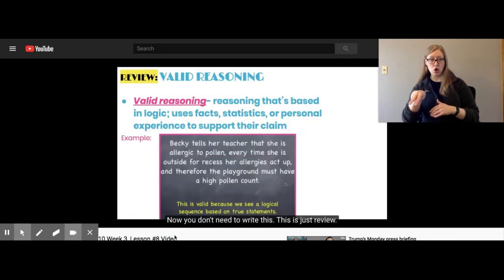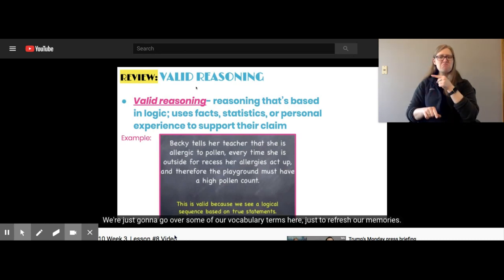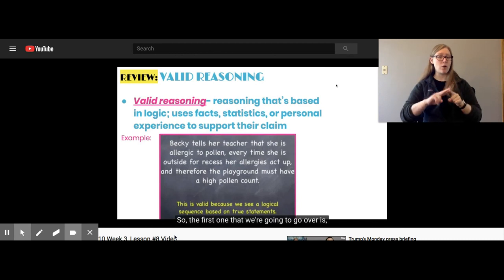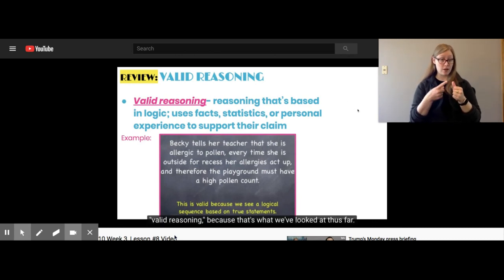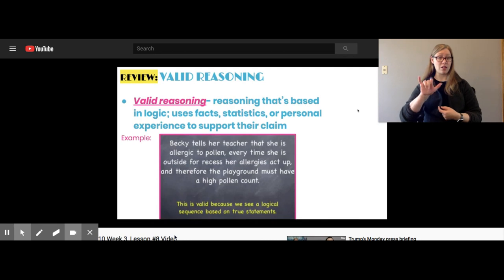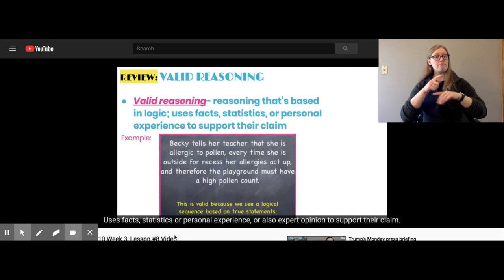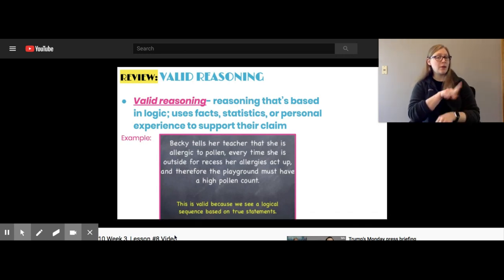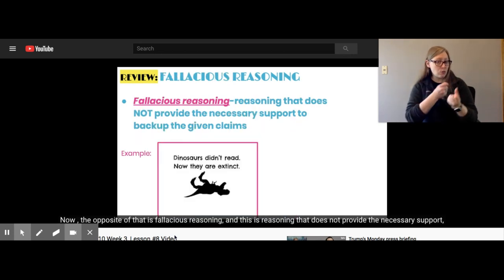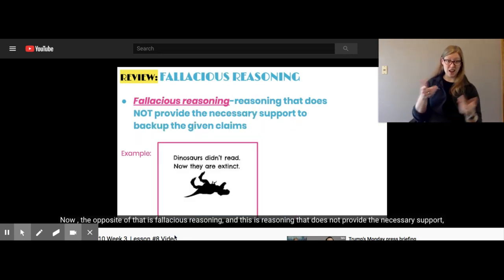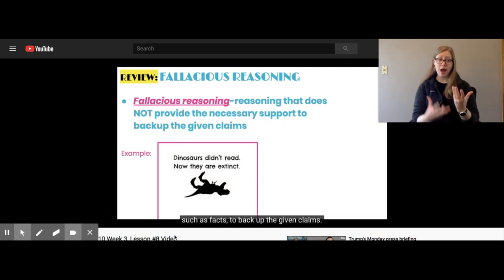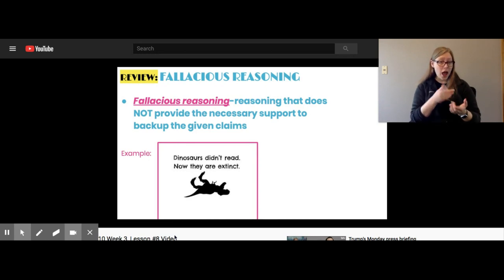Here we go. Now, you don't need to write this. This is just review. We're just going to go over some of our vocabulary terms to refresh our memories. The first one is valid reasoning, because that's what we've looked at thus far. Reasoning that's based on logic, uses facts, statistics, or personal experience, or also expert opinion to support their claim. The opposite of that is fallacious reasoning, and this is reasoning that does not provide the necessary support, such as facts, to back up the given claims.